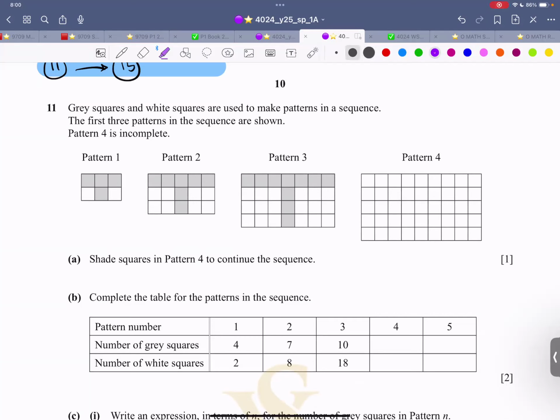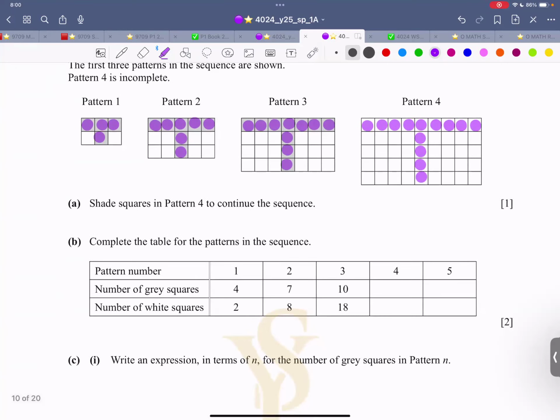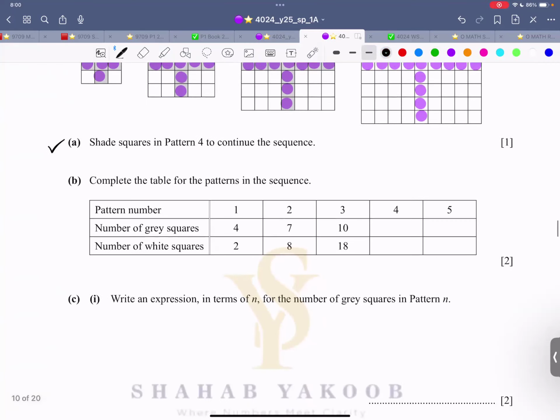Okay. So now the small thing, that is 1, 2, 3, 4, 1, 2, 3, 4, 5, 6, 7. 1, 2, 3, 4, 5, 6, 7, 8, 9, 10. The same pattern will continue. 1, 2, 3, 4, 5, 6, 7, 8, 9. And this middle one, that is a T shape that is being formed. So that's how the pattern will continue. Shade squares in pattern to continue this, that is done. Complete the table for patterns in the sequence.